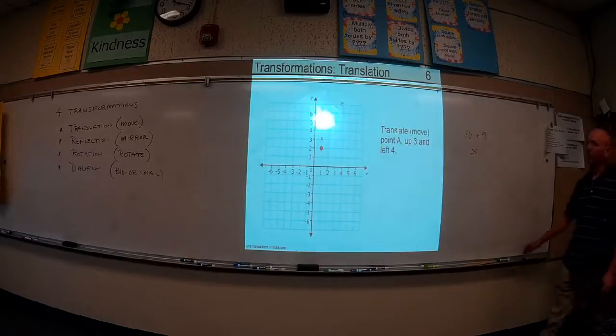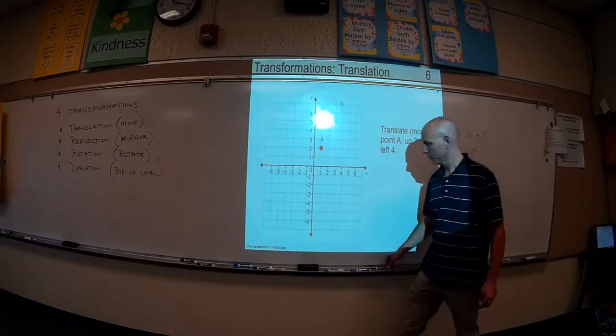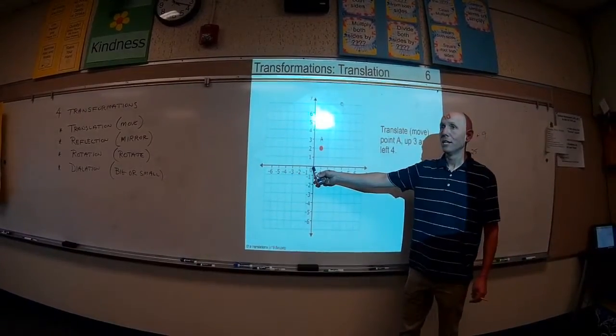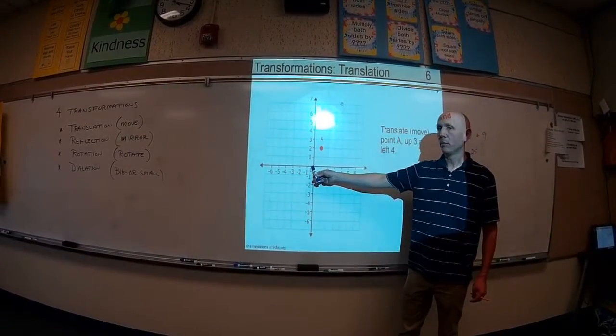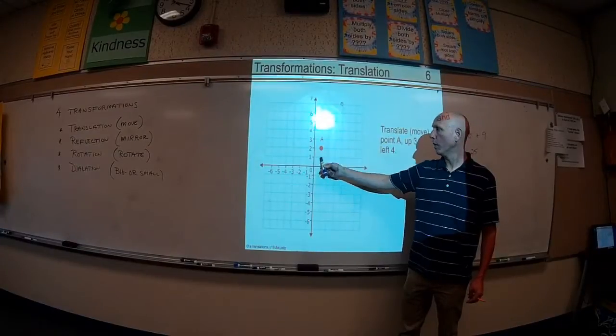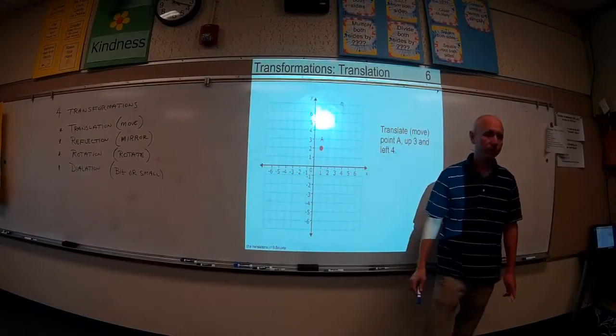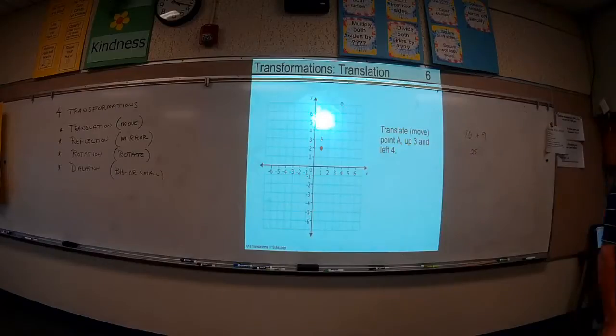On your coordinate system, I'd like you to plot 1, 2. Put your pencil at 0, 0, go over 1 and up 2, put a point there. Label it with the letter A.